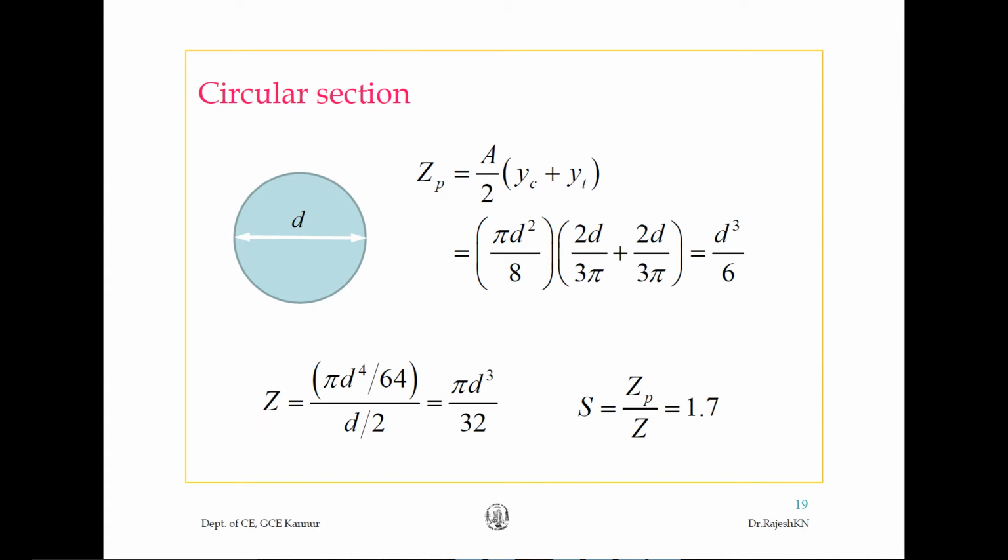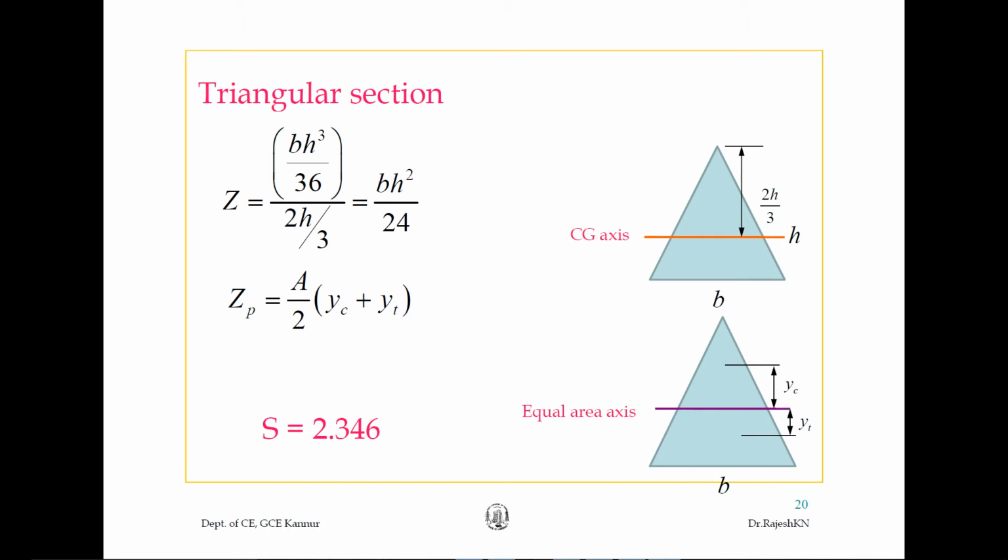Now the circular cross section. Similarly ZP is A by 2 times YC plus YT, and similarly Z is equal to I by Y, and it will calculate the shape factor, which will equal 1.7, which is greater than 1. Now for the triangular section, similarly it will come as 2.346.